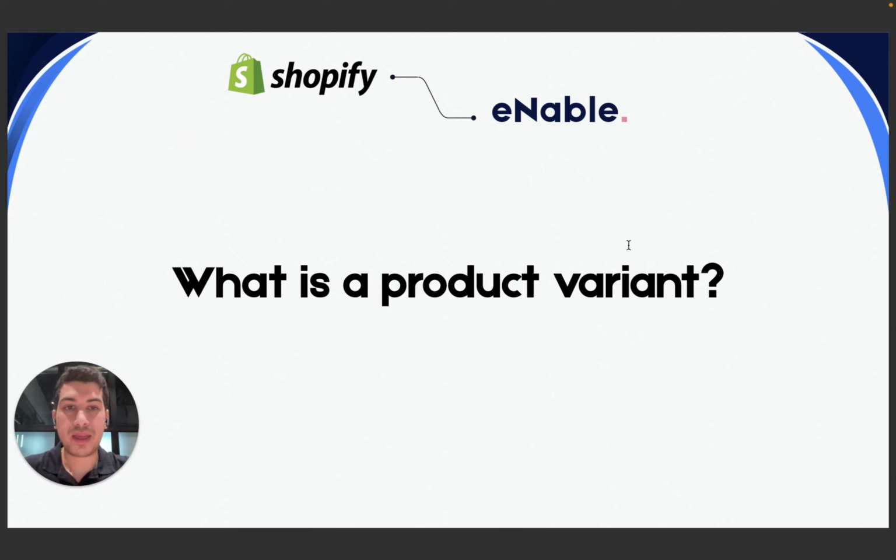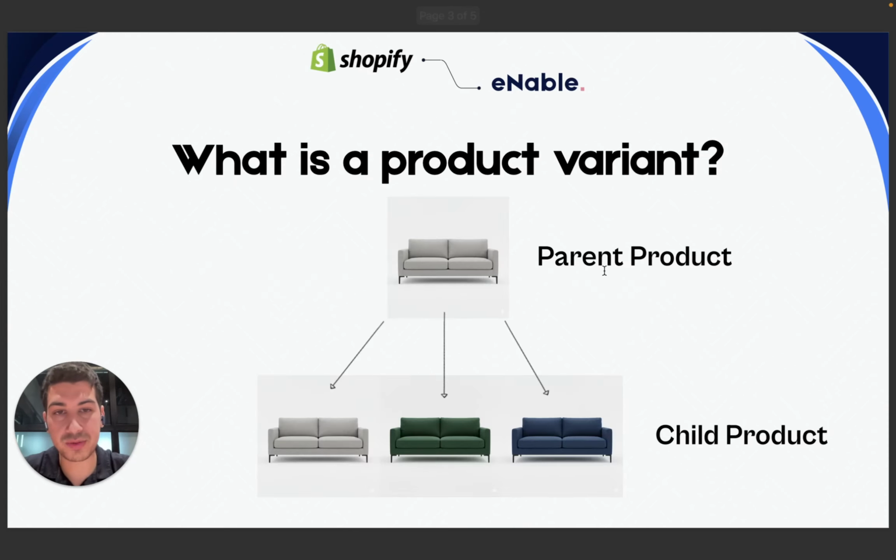Okay, so it's essentially a combination of the available options, of a set of options, and it creates a subproduct, okay, or a child product. All right, so this is the relationship here. It's called a parent to child relationship. As you can see, the parent product is the couch, and then the child product would be a specific variation of that product.